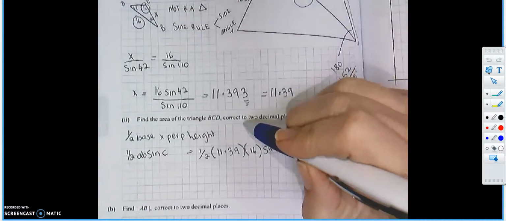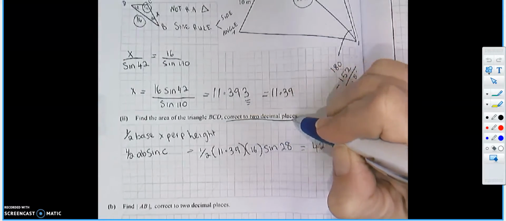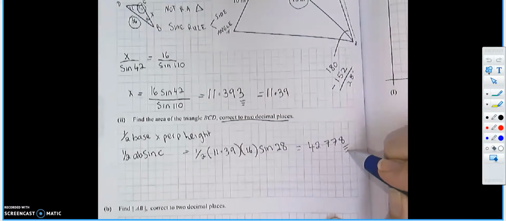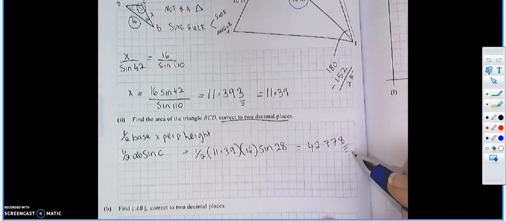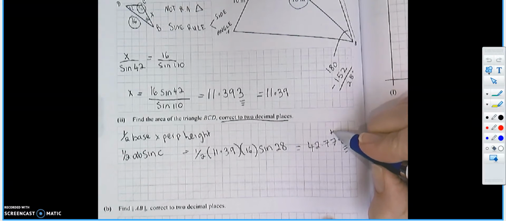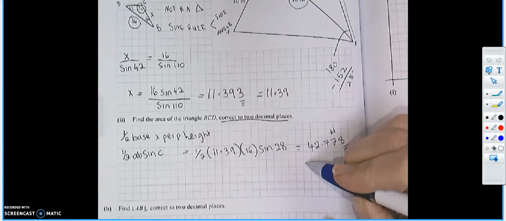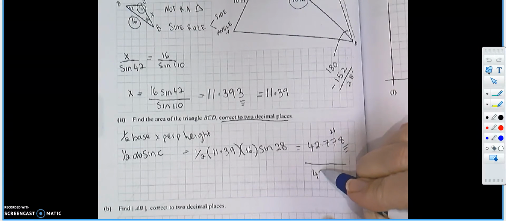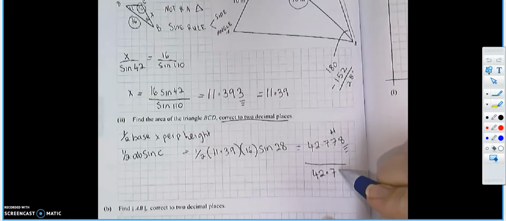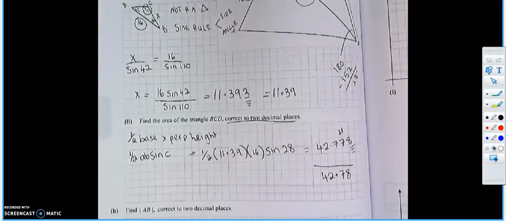Again, this question asks correct to 2 decimal places. So I look at the third decimal place. This is an 8, so that means I have to add 1 onto the number before. So I'm getting 42.78 when I round it to 2 decimal places.